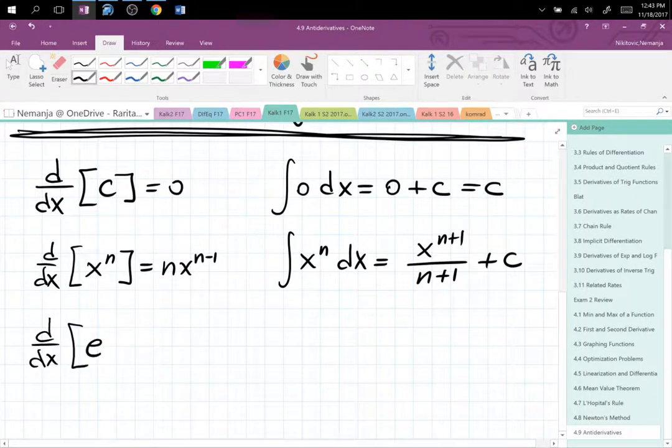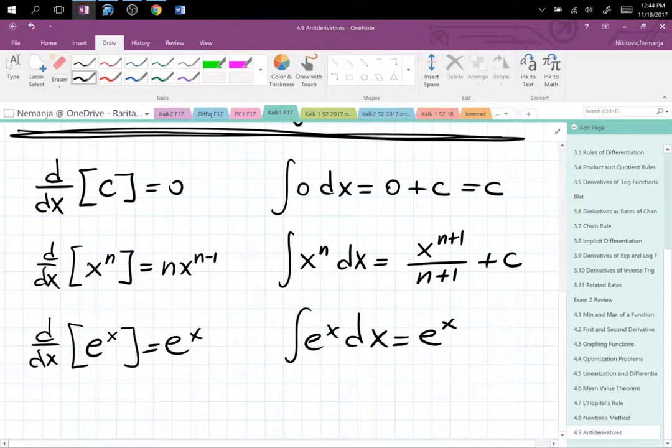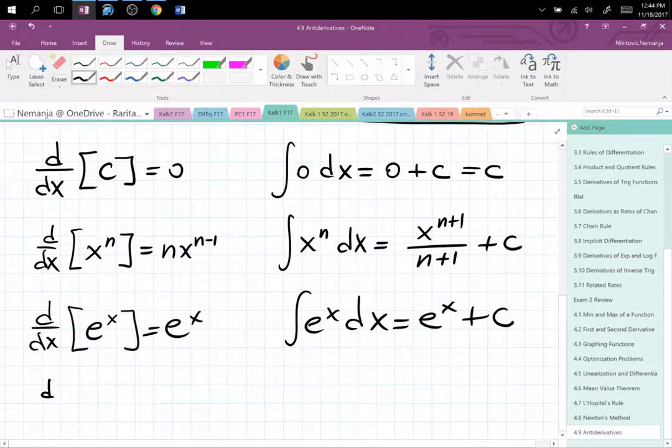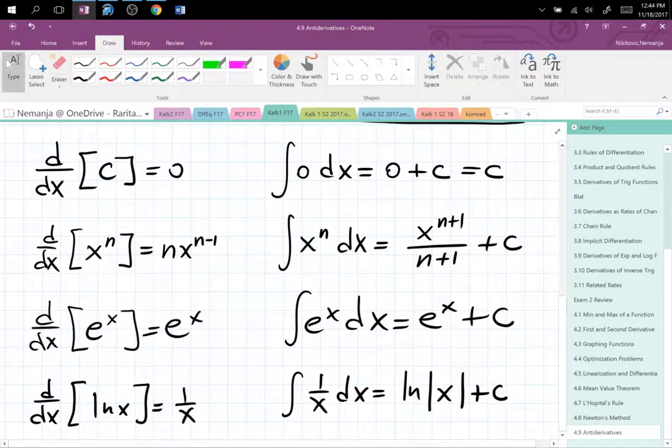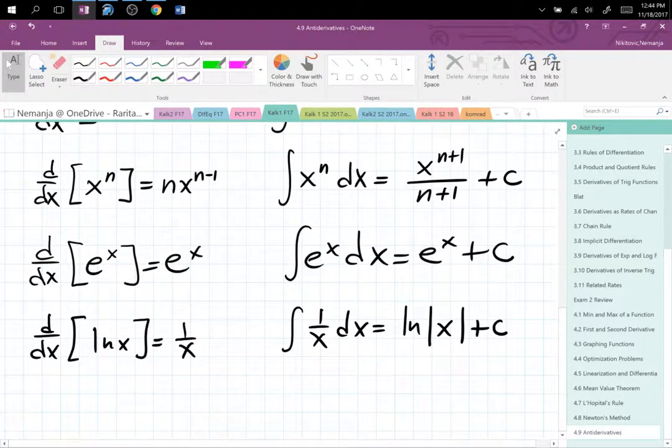What is the derivative of e to the x? So what is the integral of e to the x dx? Plus c. Yes, plus c. What is the derivative of ln x? 1 over x. So what is the integral of 1 over x dx? ln absolute x plus c. Well, so there's this absolute value that is new. See, not too much stuff is changing here.